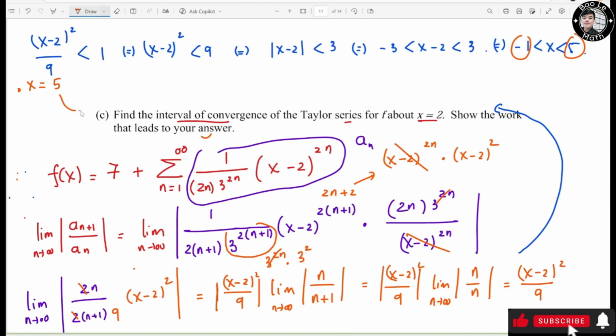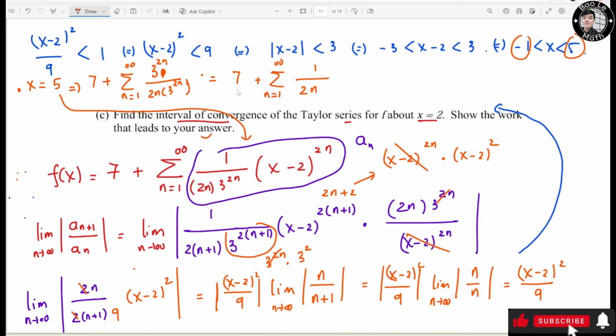Alright, substitute 5 for x over here. If you simplify this, it's actually 7 plus the series of 1 over 2n where n starts from 1 to infinity. So in this case it still diverges. If you rewrite this as 1 plus 1/2 times the series where n starts from 1 to infinity of 1 over n, this is the harmonic series, so it's divergent. So if this one is divergent, the whole thing diverges. So your final answer must be negative 1 is less than x is less than 5.